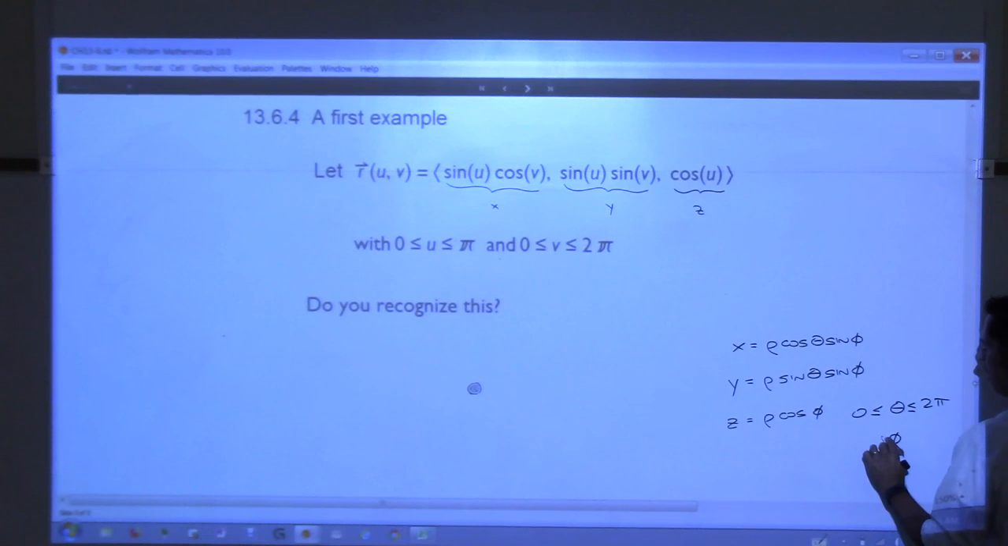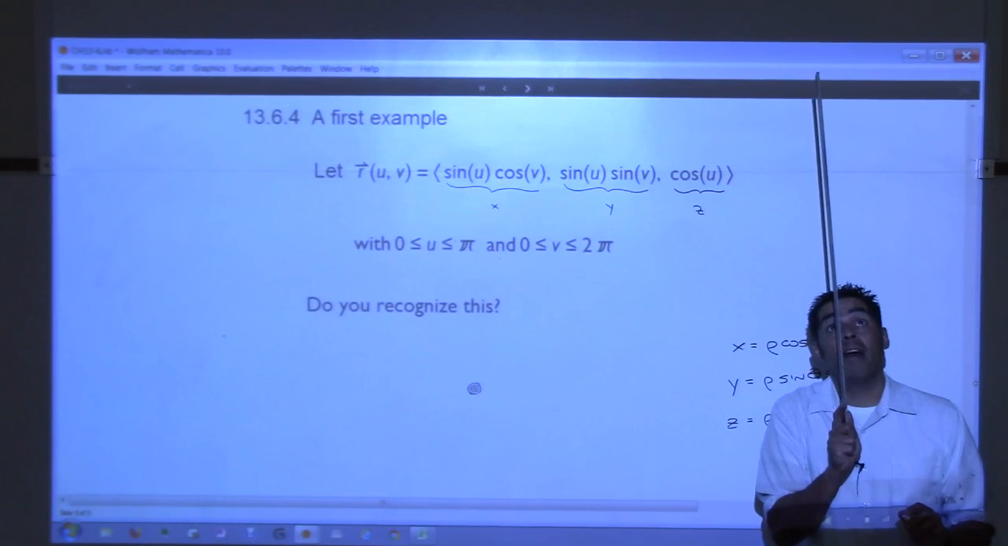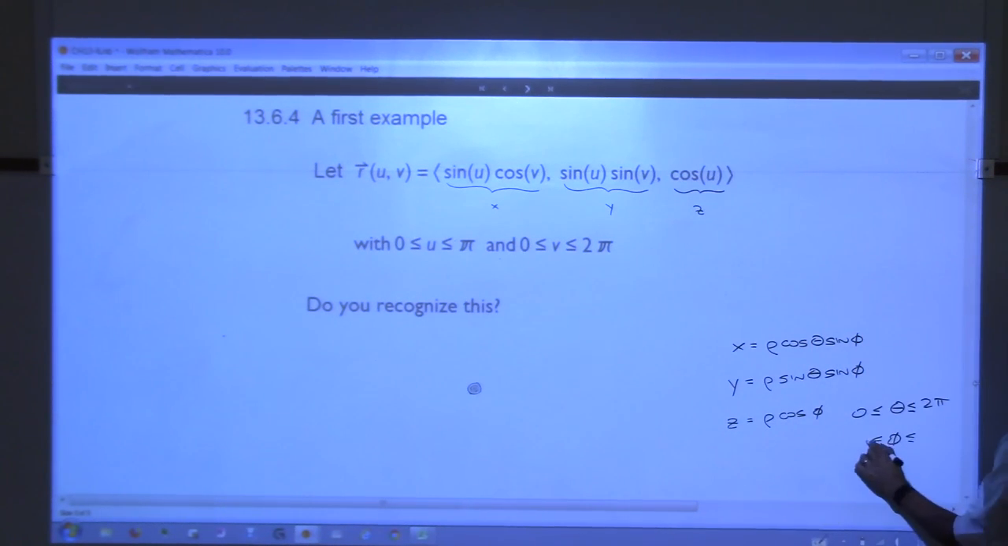And phi was between what? Remember, phi was that angle. I stood in the corner. I said phi is this way. 0 to pi, right? Not 2 pi. Yes, pi goes all the way down. You only go there, but you rotate all the way around, so it gives you the whole sphere.